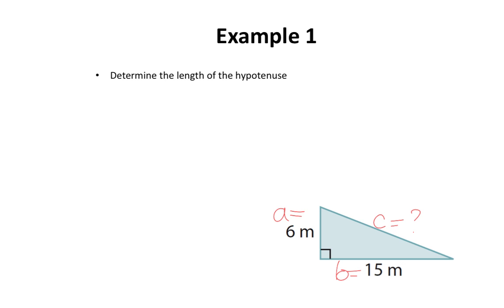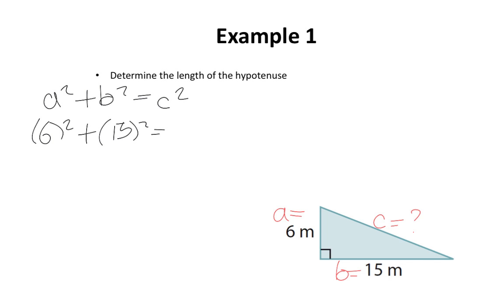Let's begin by rewriting our equation, which is a squared plus b squared is equal to c squared. Next, we want to substitute in our known values, and we're going to do that in brackets. So I have 6 squared plus 15 squared, and that is equal to c squared. Let's simplify some of these numbers.